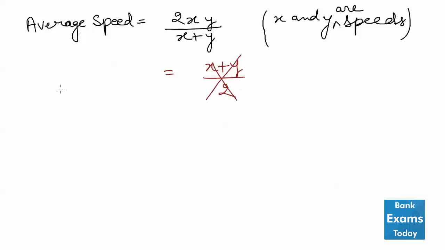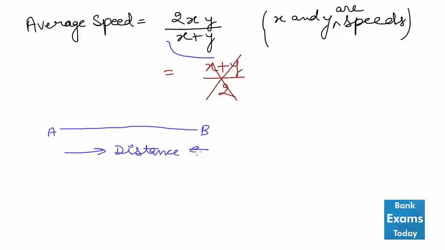Okay, so we can derive this formula, the formula of 2xy over x plus y. So let's see. So there is a distance of A and B. A and B are two cities, and that is the distance. A person goes from city A to city B via car, and he goes at a speed of x kilometer per hour, and he comes back via bus, and he comes back at a speed of y kilometer per hour. So what is the average speed?